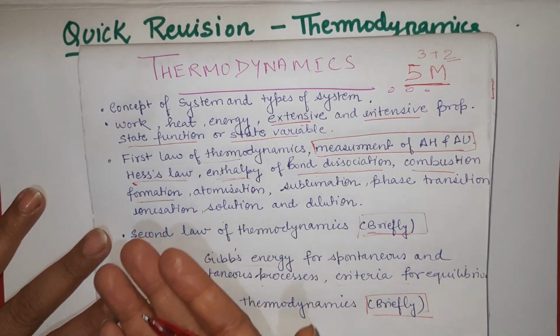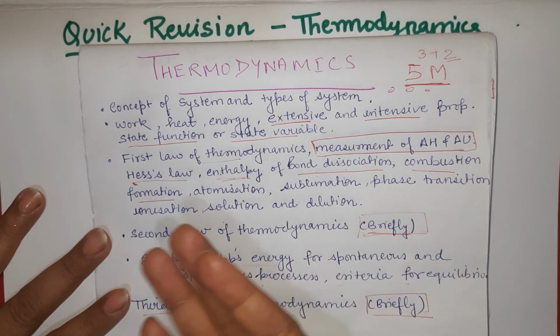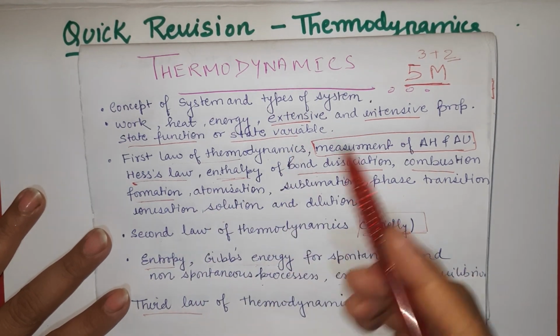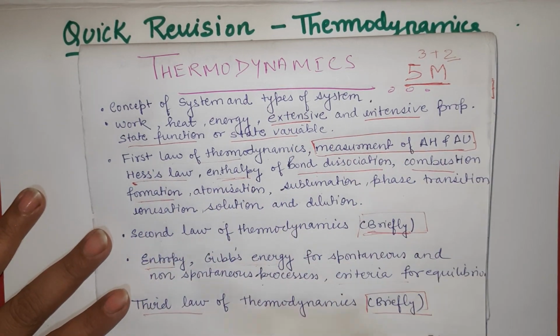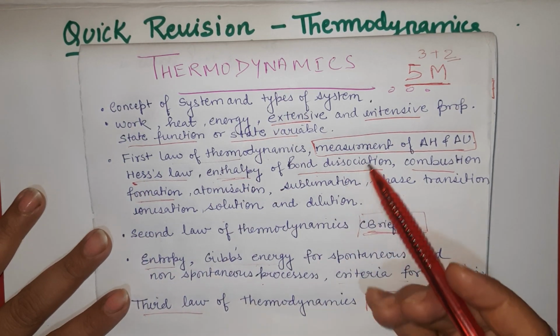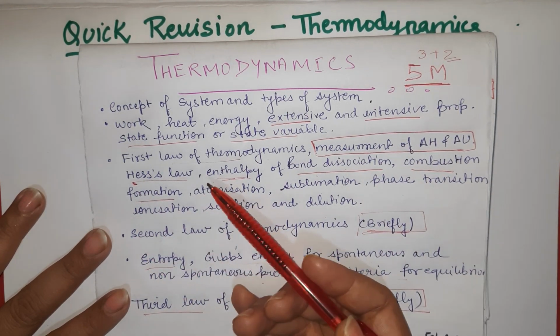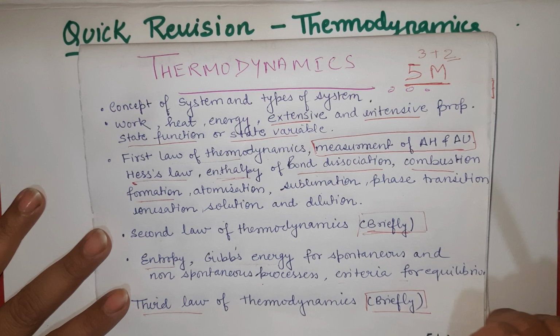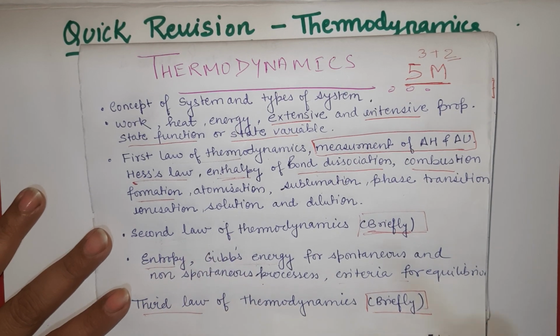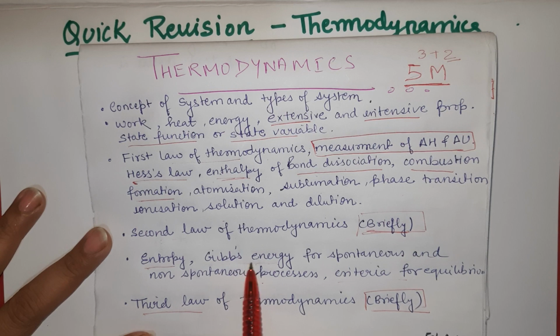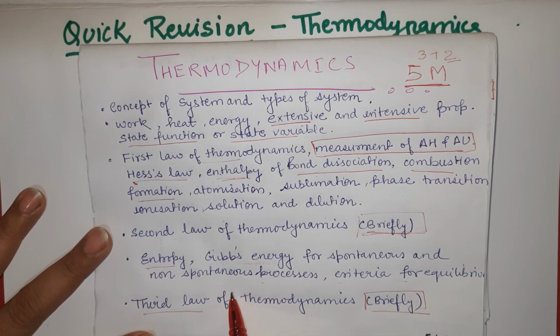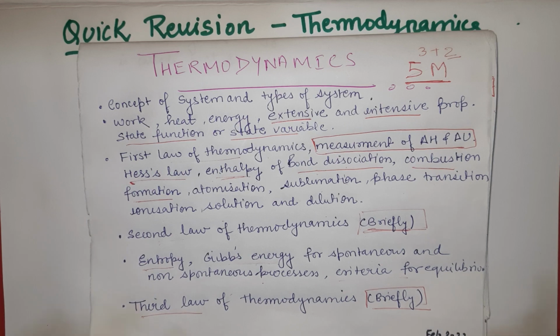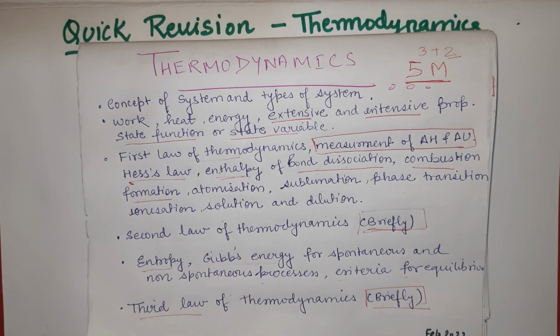So very important questions are here, that I will repeat once again: what is an extensive and intensive property, define state function, state the first law of thermodynamics, measurement of delta H and delta U, what do you mean by Hess's law, what is enthalpy of combustion or enthalpy of bond dissociation, state the second law of thermodynamics, what is the relation between Gibbs energy and spontaneity, and what is the third law of thermodynamics. So let's start with a few questions today in this video, and further I'll make another video for numericals also.